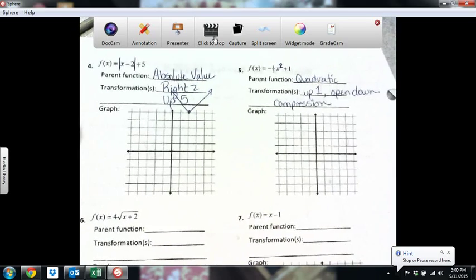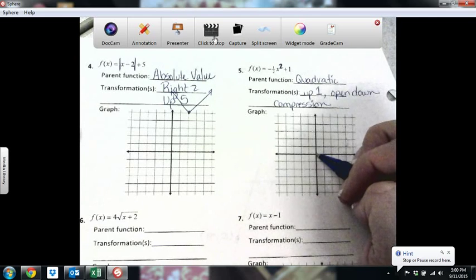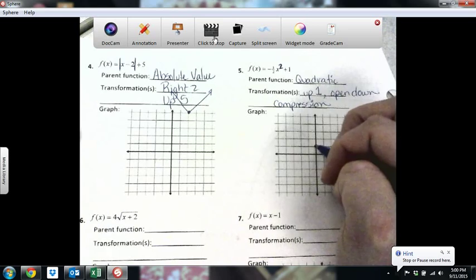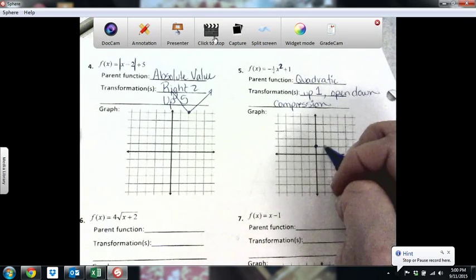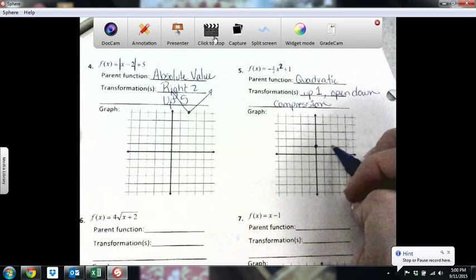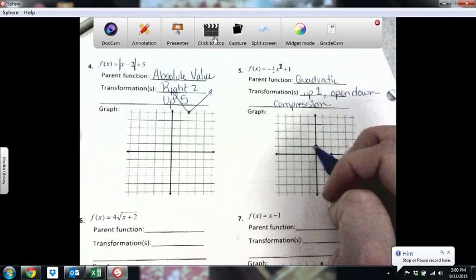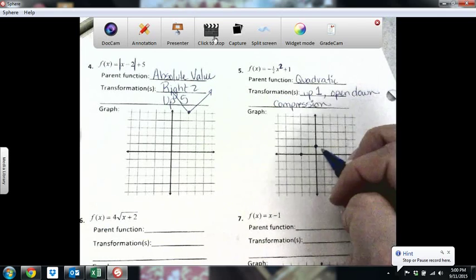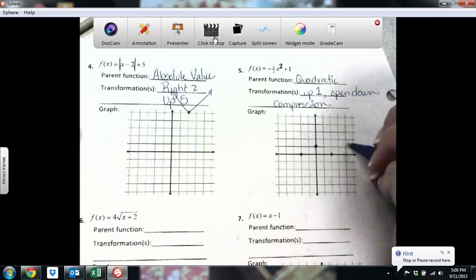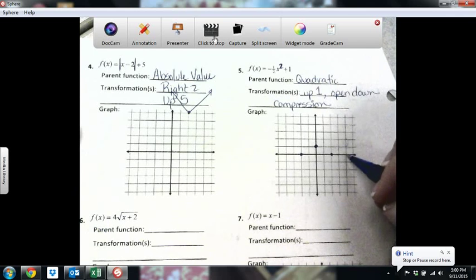So when I graph this, my vertex is typically at 0, 0. I'm going to move it up 1. And then typically I would go out 1, down 1 to open it down. But I'm going to go out 2 and down 1. Out 2 and down 1. And then I would go out 4 and up 4. So 1, 2, 3, 4.